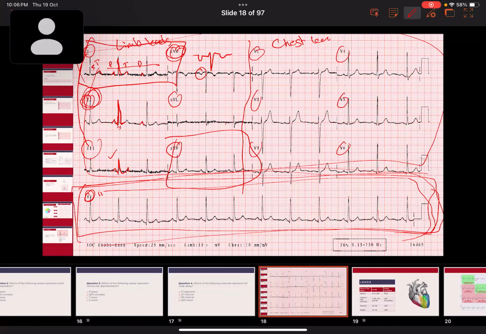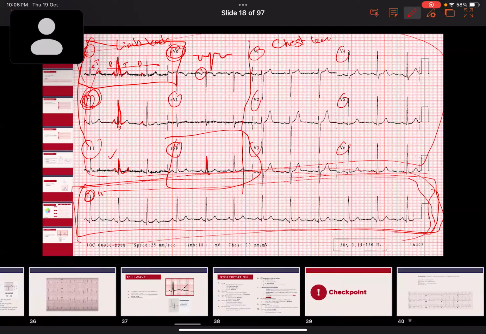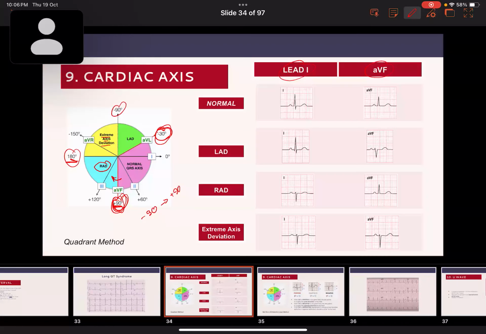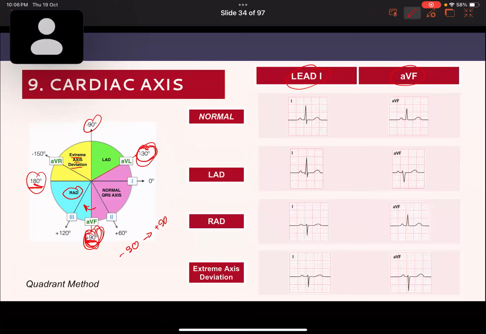What exactly are we going to look at in lead one and AVF? That will be the R waves. So this R wave and this R wave. And what are we going to talk about exactly? That would be the direction of this R wave. If they're both pointing upwards, then this is normal. If they're both pointing downwards, or they're both negatively deflected, then this is the extreme opposite direction. And that's why we call it an extreme axis deviation, okay? So both upward is normal, both downward is an extreme axis deviation.